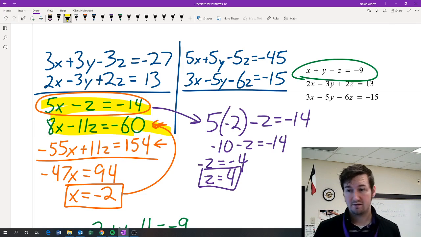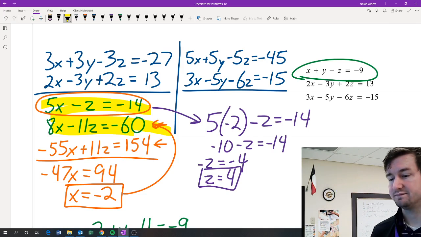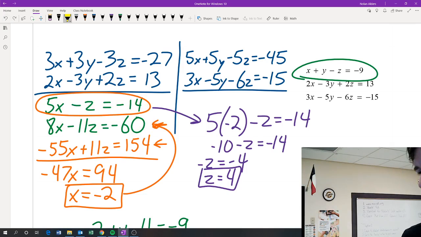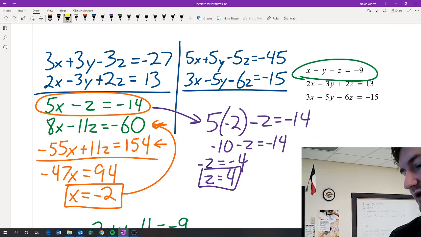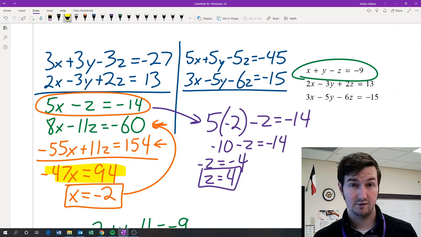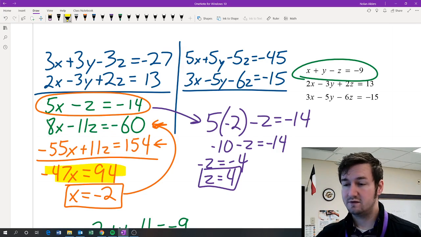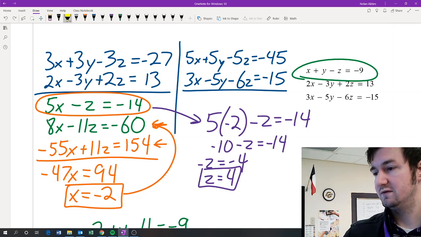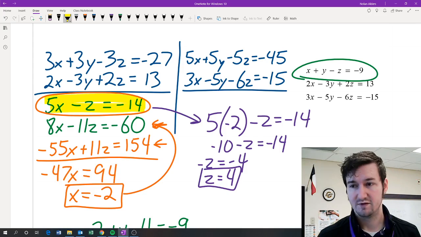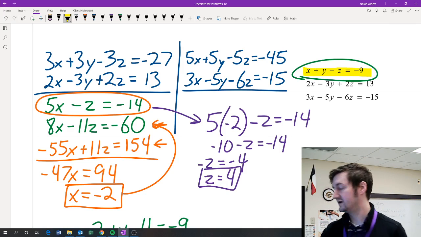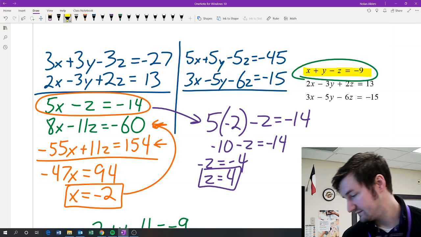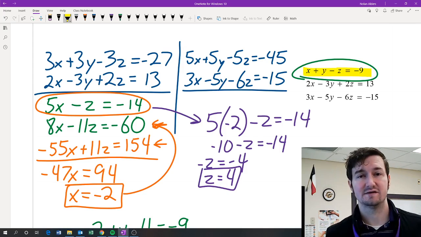We then did a third elimination to eliminate the z's, and we multiplied by negative 11 to get these two equations, and we added them together, and we got this equation, where we were able to easily solve for x. Then we took our value of x and substituted it up into this equation so that we could figure out z. Then we took our values of x and z and substituted them into this equation to figure out y. But anyway, guys, that is how to solve a system of 3 equations with 3 unknowns using elimination.